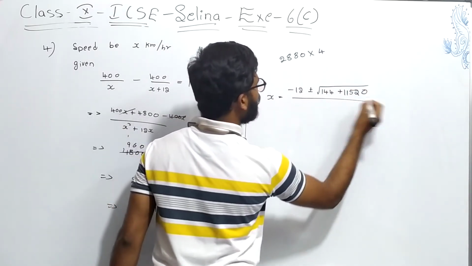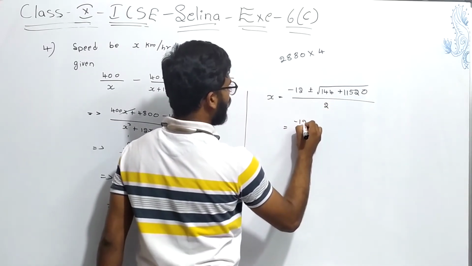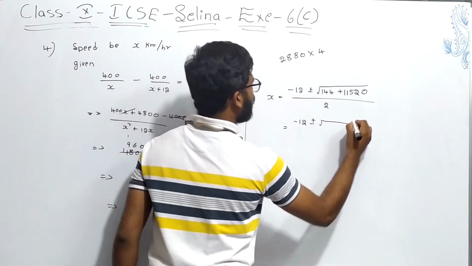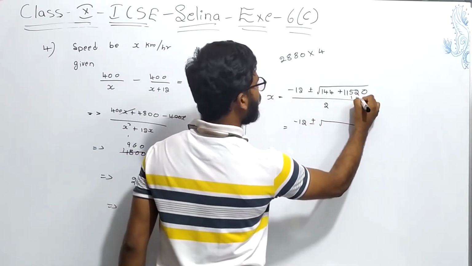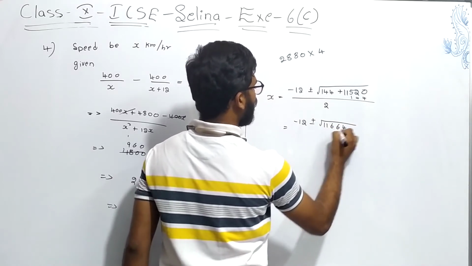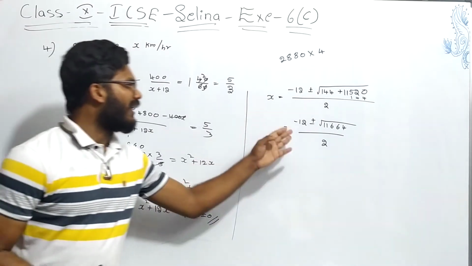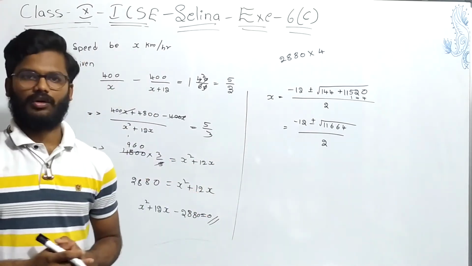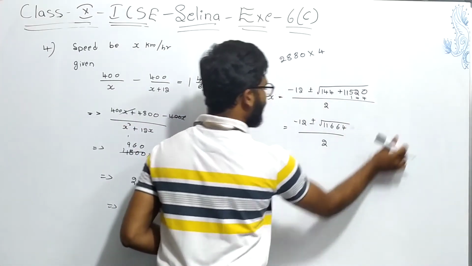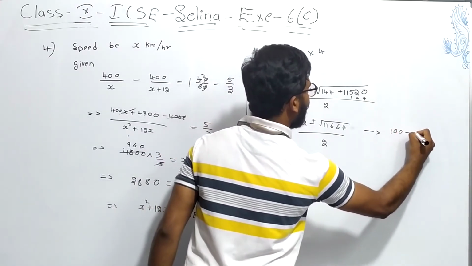So 11520 by 2a, it is equal to 2. So minus 12 plus or minus root of 144 plus 11520, right? So 11664 by 2. Now I have to find the square root of 11664. Now, let us see what is the nearest square number to this. So, if you find the square of 100, how much is it?